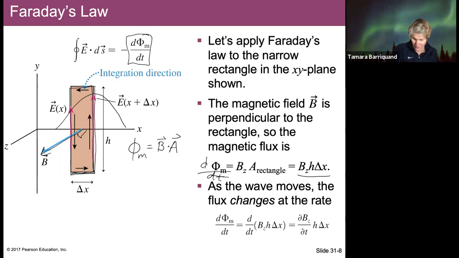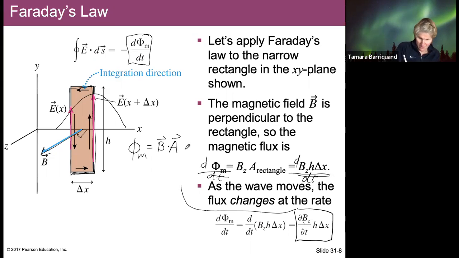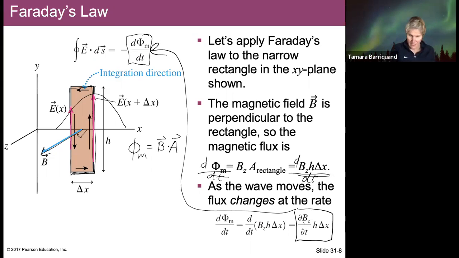And so that's going to be the derivative with respect to time of B_z h Δx, where h Δx is not changing. So we can pull that out, and we have the partial derivative of B_z with respect to time. Now, B_z is also changing in x, so that's why we have to do the partial derivative with respect to time, to be specific that we're only interested in how it's changing in time. So that gives us this part right here. This gives us what's happening on the right side of Faraday's law.